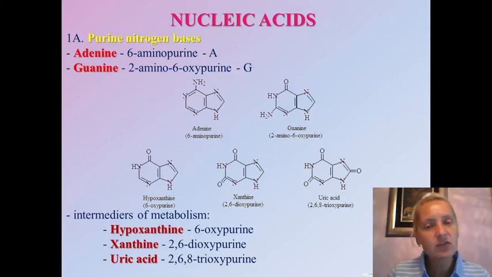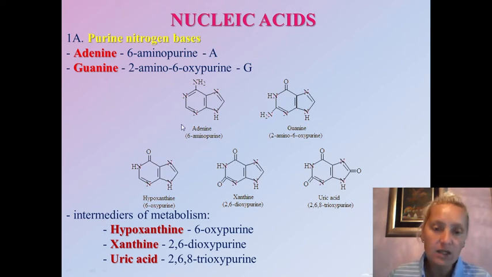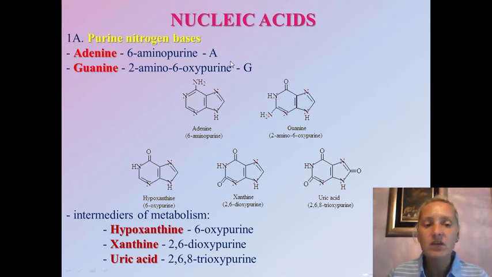So the purine nitrogen bases which can be found in the structure of nucleic acids are adenine and guanine, and here you can see the structure of those two. The first one is 6-aminopurine, and the other one is 2-amino-6-oxypurine. Those are their chemical names, and the abbreviation for adenine is capital letter A, and the abbreviation for guanine is capital letter G.